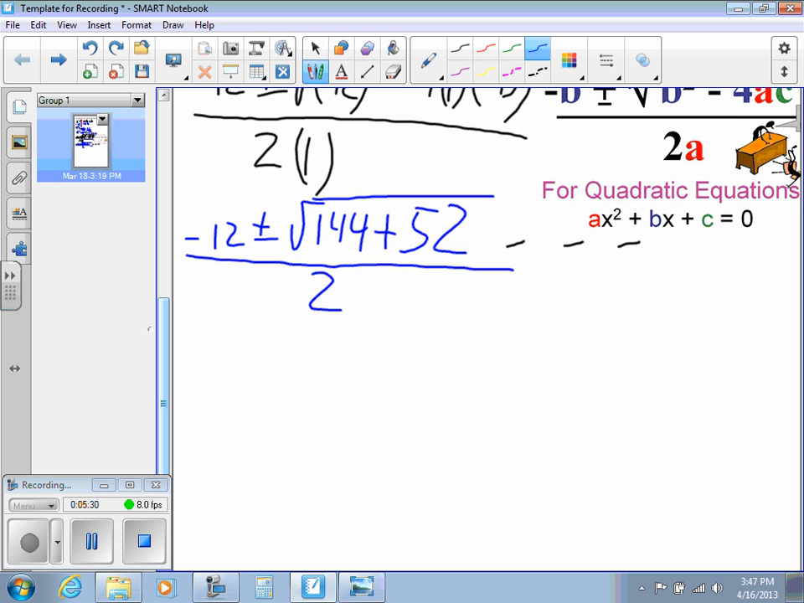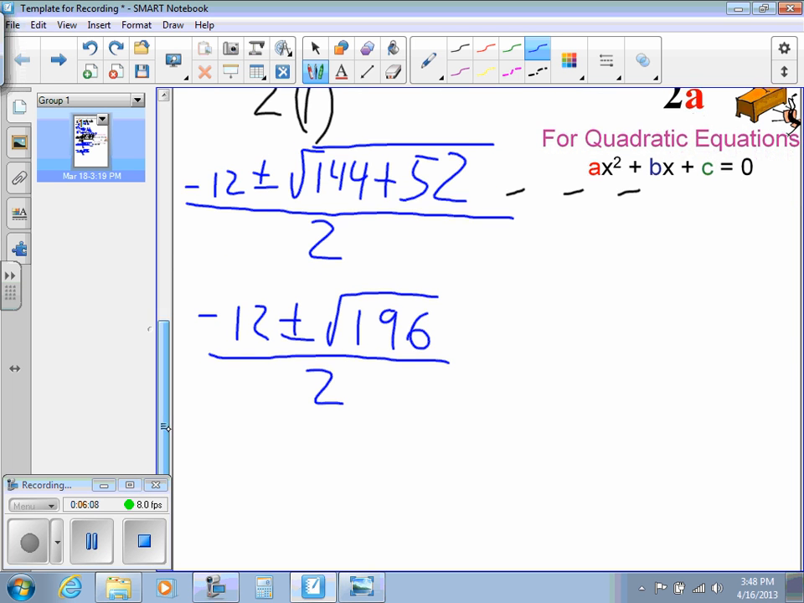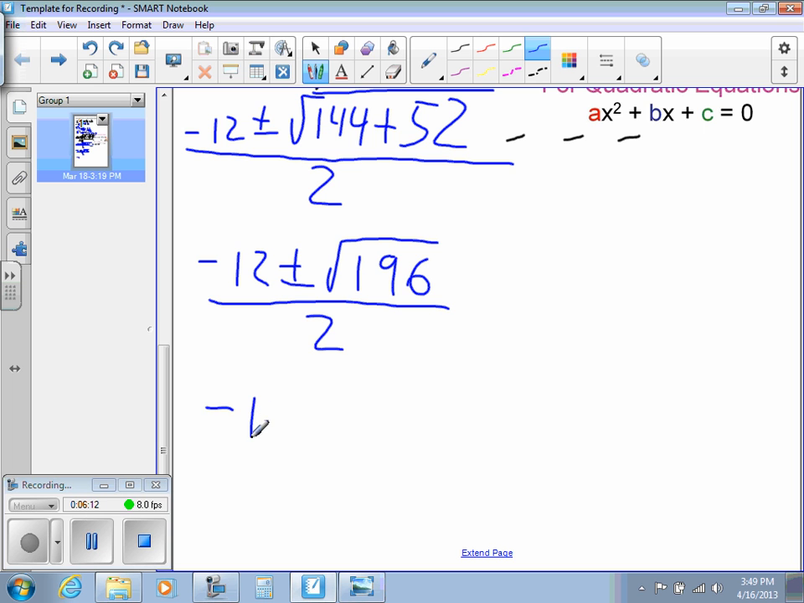Okay, so let's go ahead and put these numbers in. So we have negative 12 plus or minus. Now 144 plus 52. Well, let's see. We've got 6 there, 9, so 196. And again, that's over 2. So the square root of 196 is what? And it turns out that the square root of 196 is 14. So let's go ahead and write this now as negative 12 plus or minus 14 over 2.